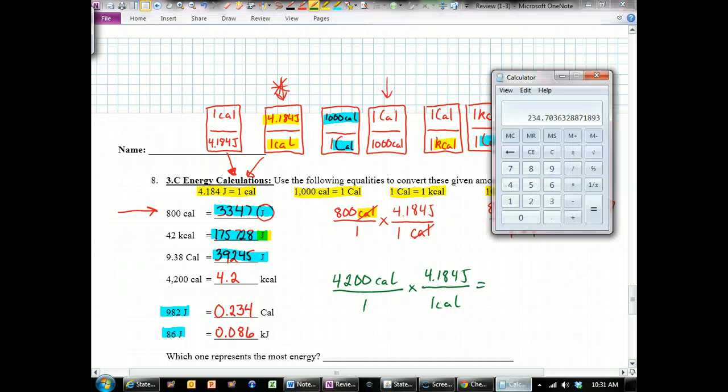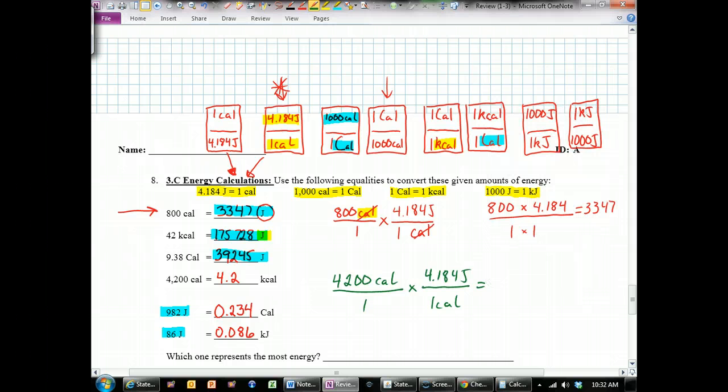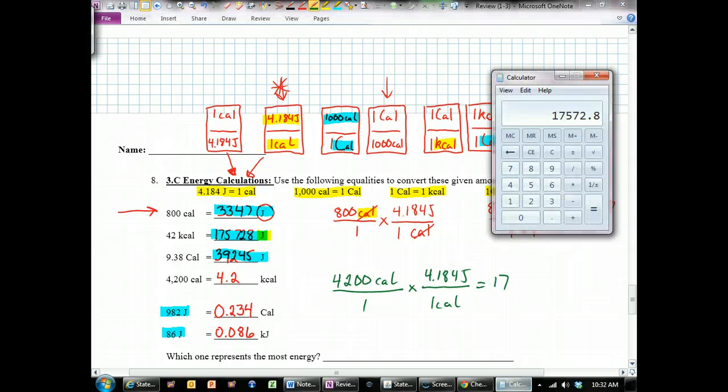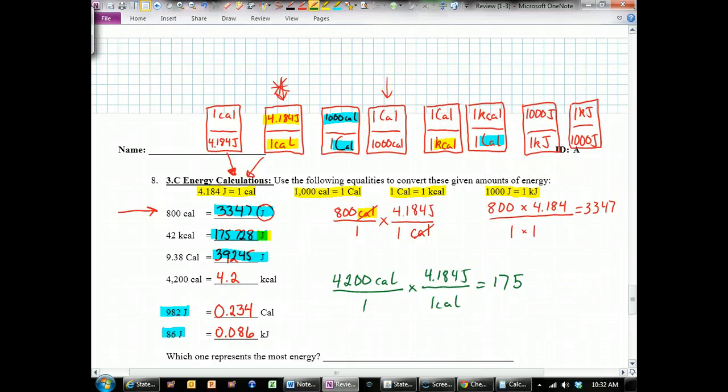And multiply those two numbers by each other, and we'll get the amount of joules we have, which is 17,572. So we can compare those 6 numbers to each other, and it becomes quickly obvious that this one is the largest value. So it's 42 kilocalories that represents the largest amount of energy out of all those values.